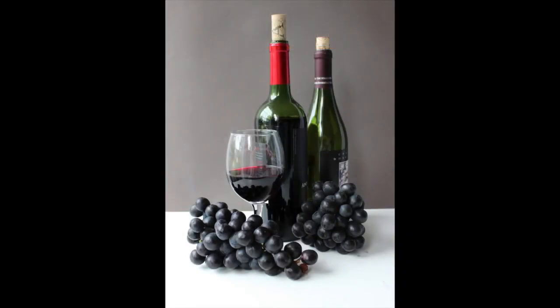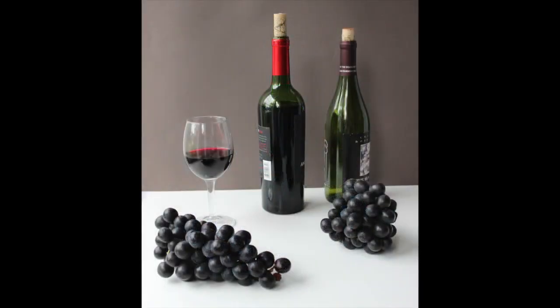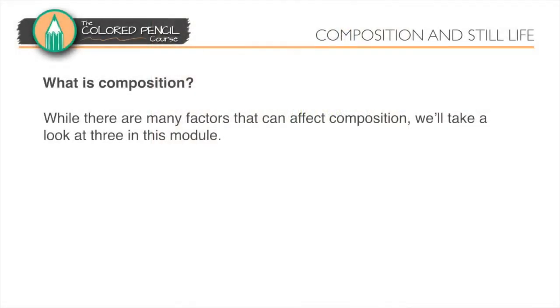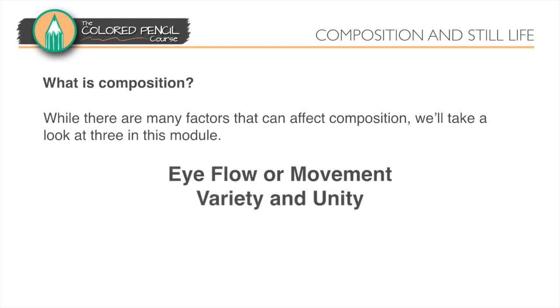We'll look at 3 different compositions and decide which one is the best based on a few principles. Here's a look at the 3 compositions we'll choose from. While there are many factors that can affect composition, we'll take a look at 3 in this module. These include eye flow or eye movement, variety and unity, and the rule of thirds.